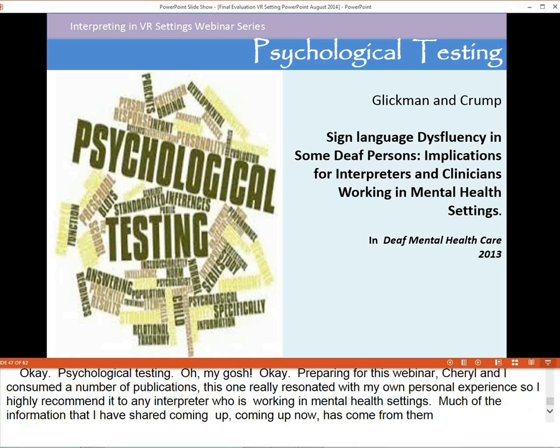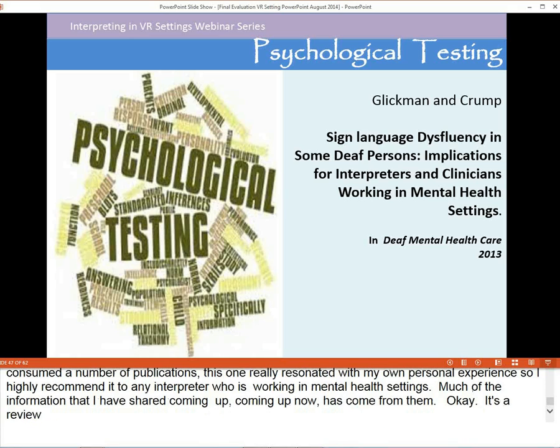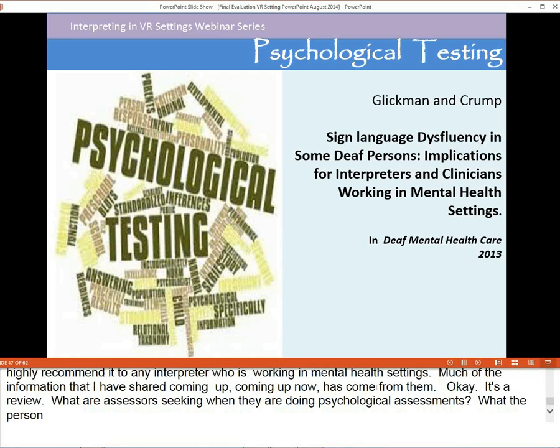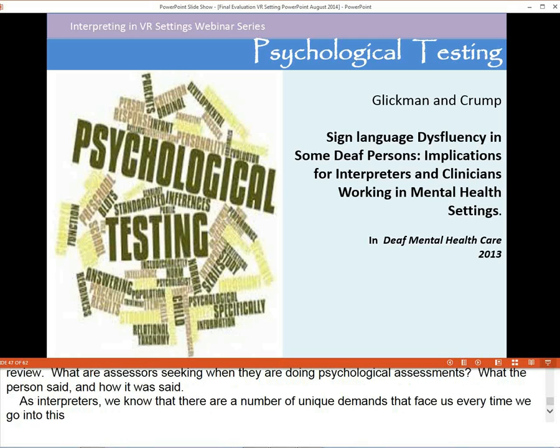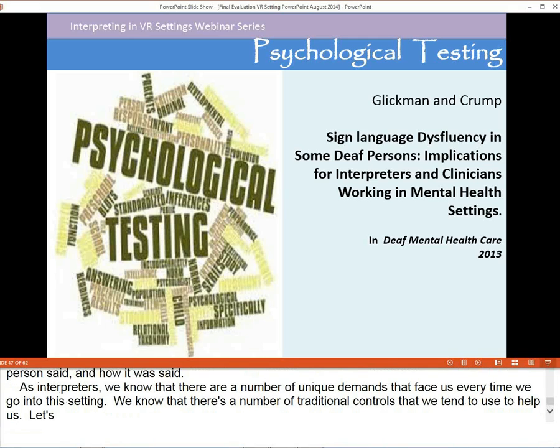Okay, there's a review. What are assessors seeking when they're doing psychological assessments? What the person said and how it was said. We know, as interpreters, that there are a number of unique demands that face us every time we go into this setting. And we know that there's a number of traditional controls that we tend to use to help us. Let's take a look at some of our internal demands and our go-to controls.